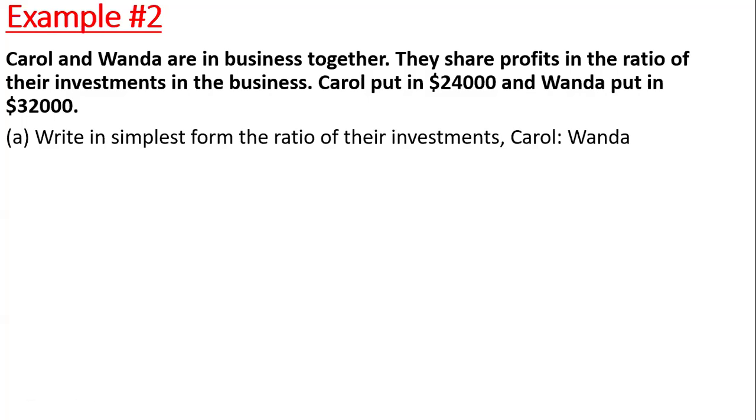Shania Mitchell. Carol and Wanda are in business together. They share profits in the ratio of their investments in the business. Carol put 24,000 and Wanda put in 32,000. Write in simplest form the ratio of their investments. Carol to Wanda. Very good. Go ahead and answer this to me, please. You have to put 24,000 and then the colon and then 32,000.